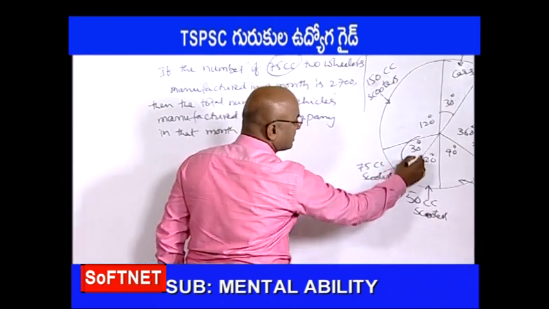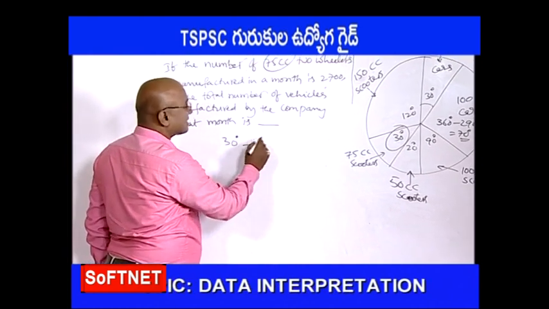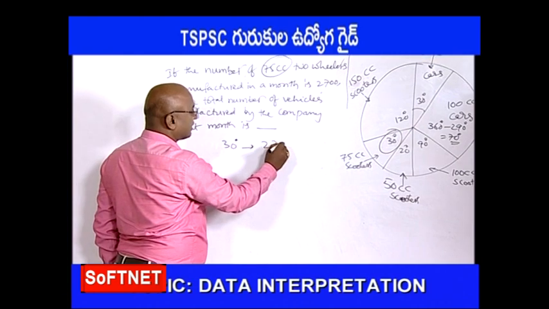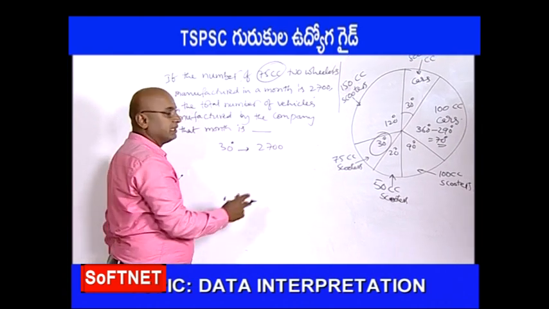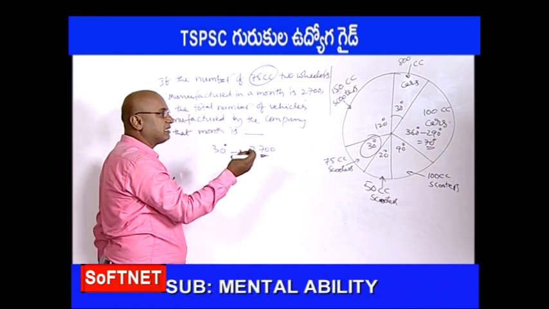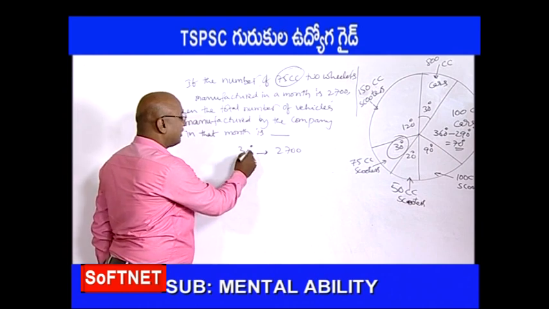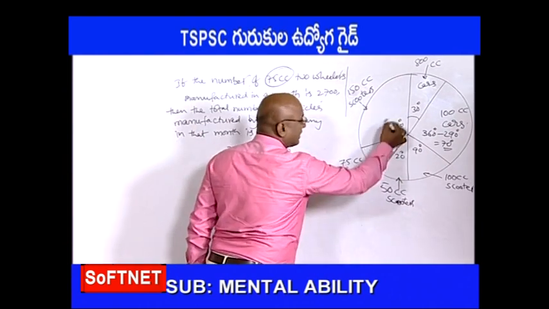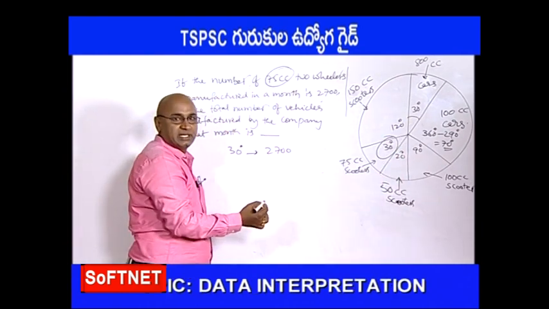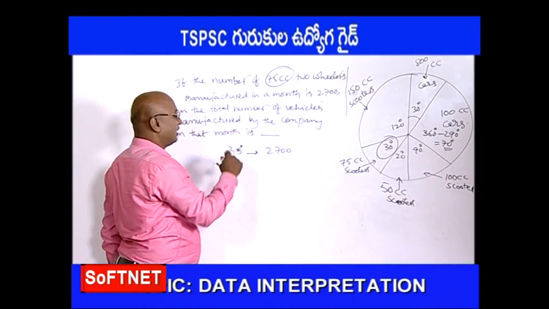So 75cc two-wheelers is 30 degrees. So 30 degrees corresponds to 2700. Got it? Then what is the value of the total? That means what is the total number of vehicles produced in the same month? Total vehicles will be equal to the 360 degrees. Correct? The total angle in the circle is 360. That represents the total production.